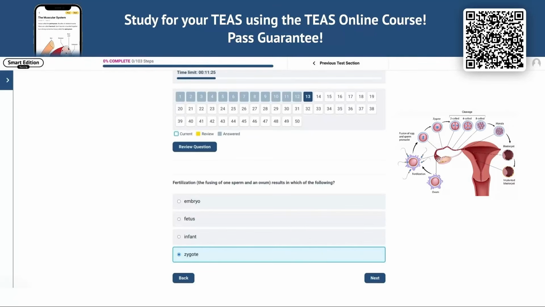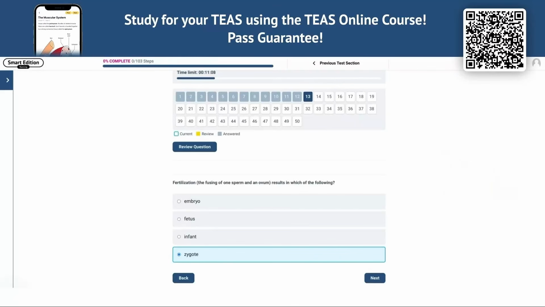So fertilization occurs when a sperm cell from the male fuses with an ovum, also known as an egg, from a female. This union forms a single cell called a zygote. The zygote contains all of the genetic material needed to develop into a new organism.